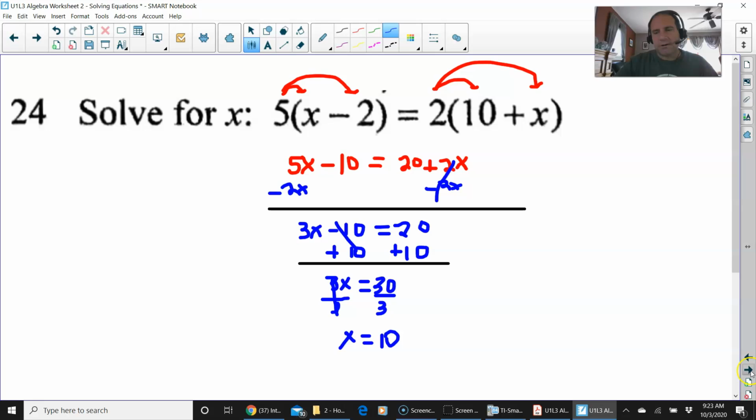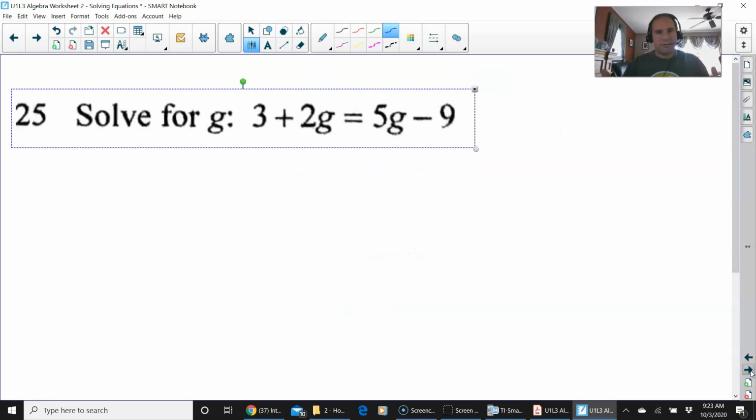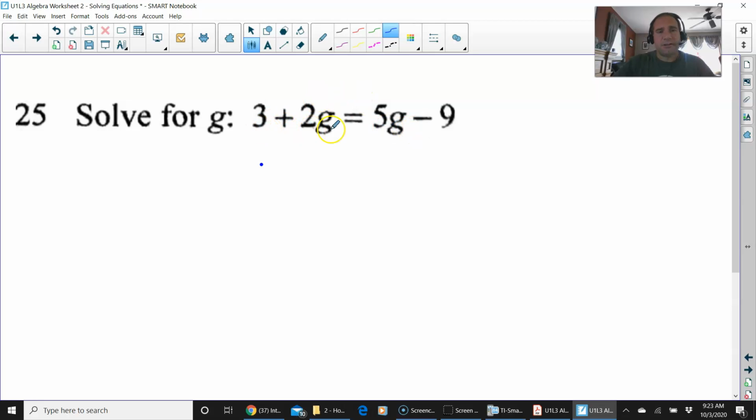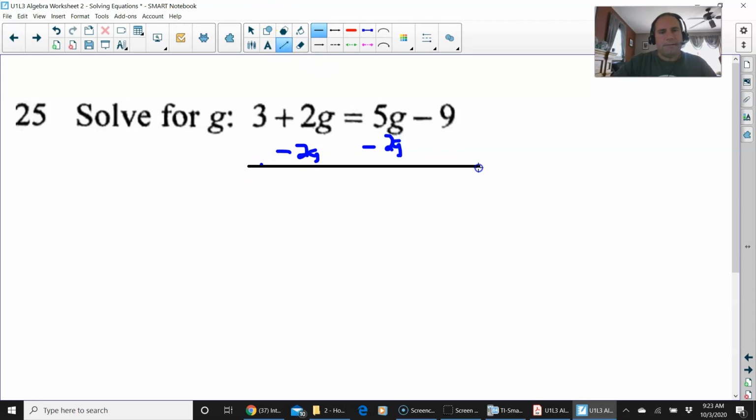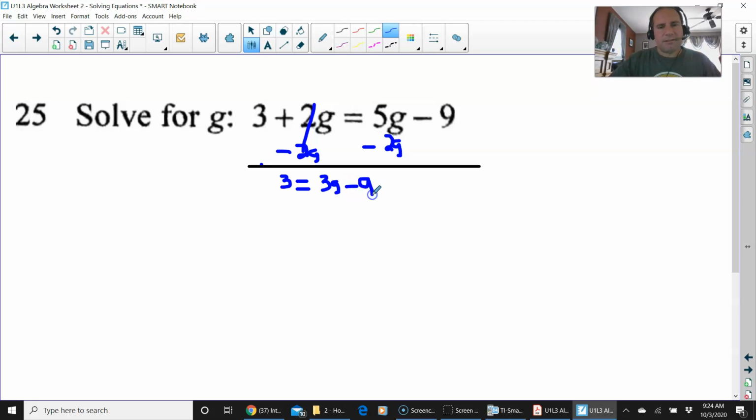All right, number 24, no multiple choice option here either. Another easy question. So we have variables on both sides. I check to see if there's 2 terms on each side. There are. We have to get those variables together. So it's minus 2g minus 2g. I am going to cancel this because they cancel. 3 equals 5g minus 2g is 3g. And you bring down the minus 9. So we have plus 9.